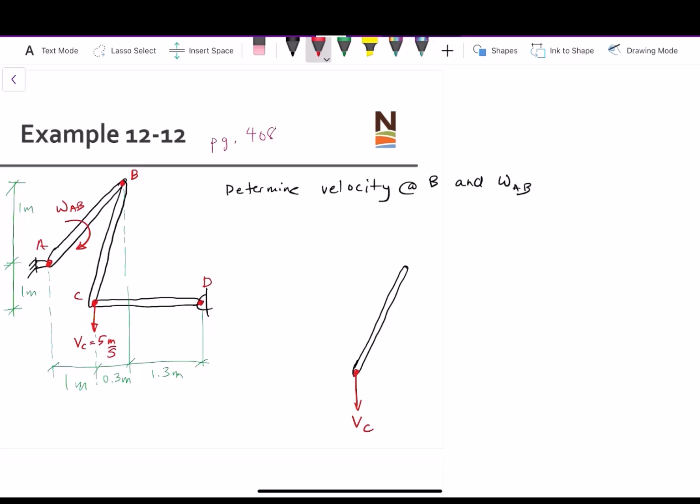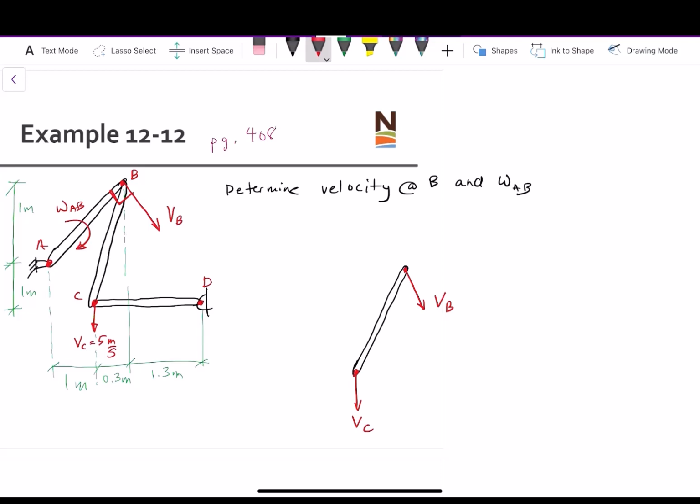However, it is directly connected to link AB. And since AB is tied to point A, we know that the velocity at B must be 90 degrees to that arm. So if I draw that on our original figure, it would look like this. This is VB, and it's 90 degrees to the original arm. If I draw it on this new figure, it looks something like this. It won't be 90 degrees to arm BC, but it is 90 degrees to AB.